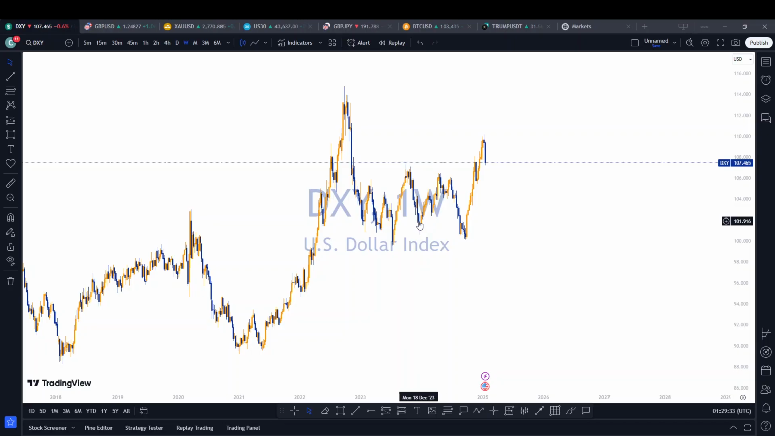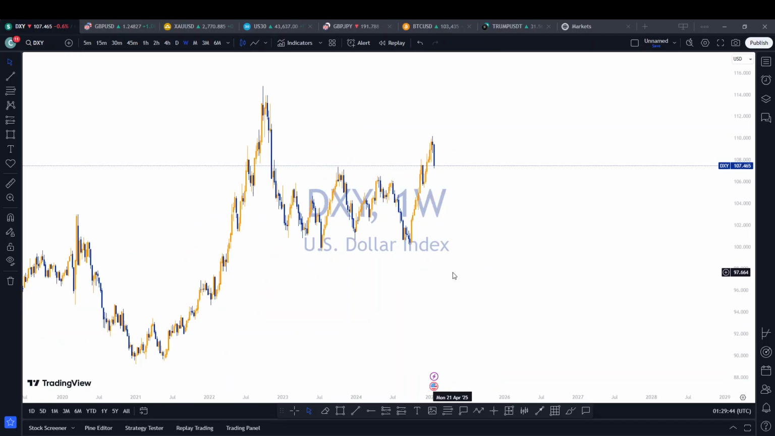Hey guys, so this will be my analysis on the XY. What are we seeing on the XY? We're going to do a top-down analysis on the XY. This will be the weekly time frame. We can see an uptrend on the XY overall.